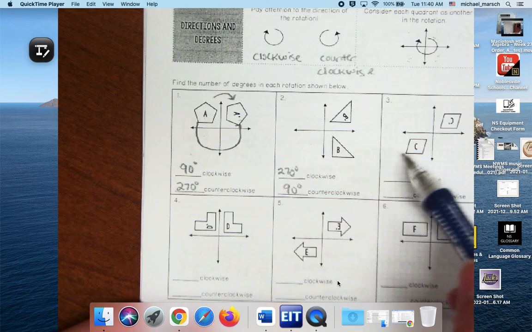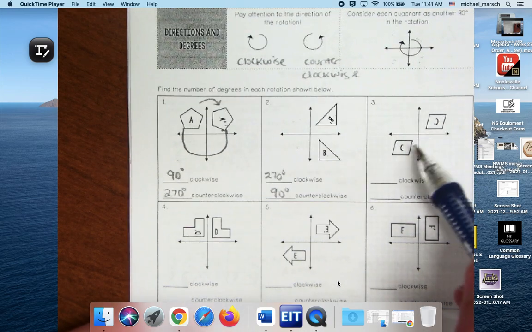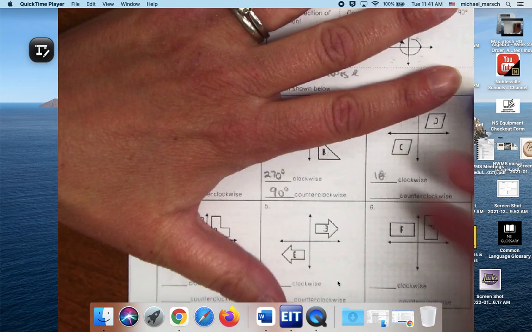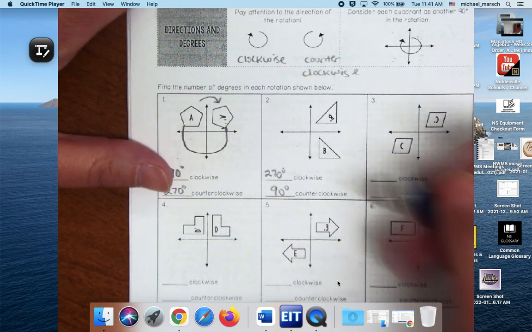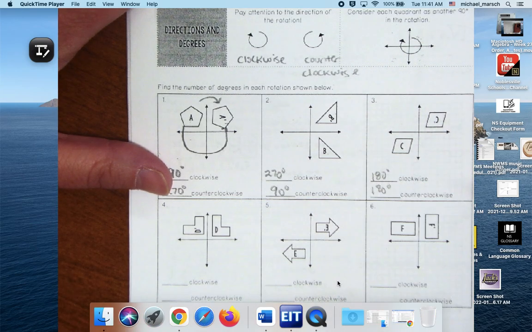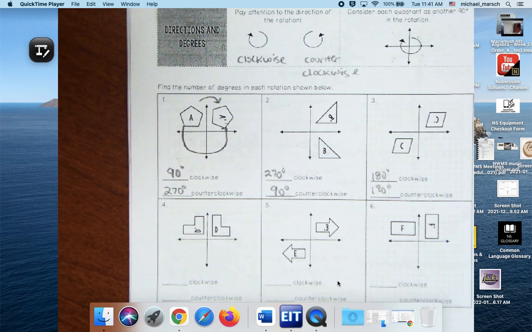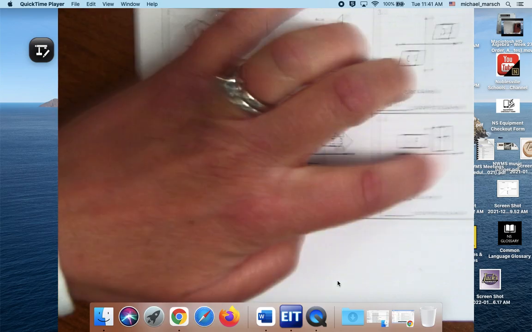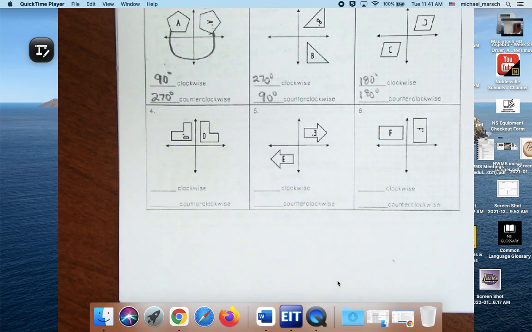How about for C and C prime? How many clockwise? 180. And how many counterclockwise? Also 180. Jackson, you getting all this written down? Okay. Go ahead and do D, E, and F by yourself. Go ahead and work on those independently.